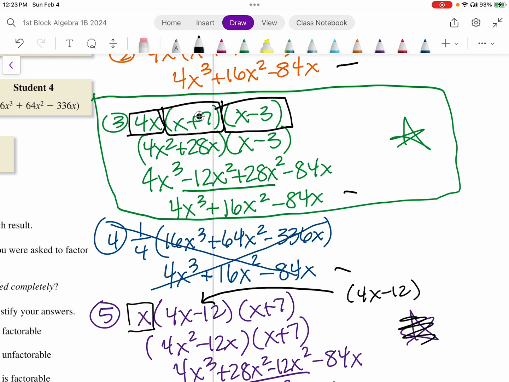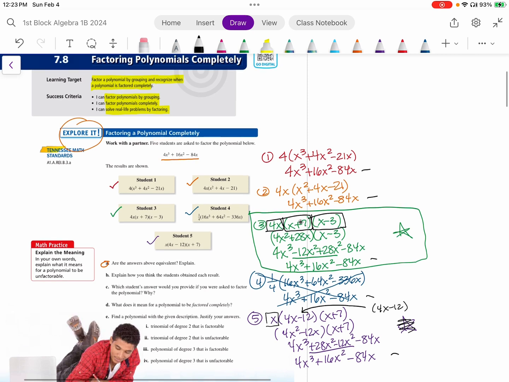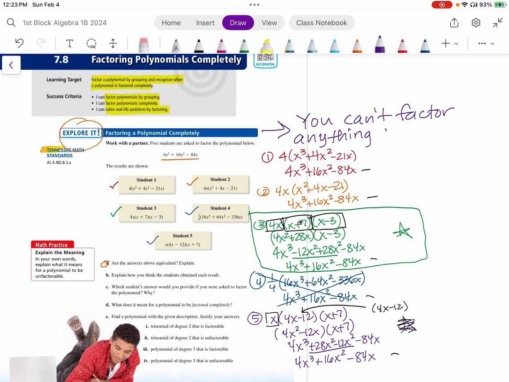Okay, factoring completely. Let's just make a quick little note here. Factoring completely is making sure that you cannot factor anything anymore. Everything that you have is completely factored. You cannot factor out anything else. Okay, so this is a big idea.